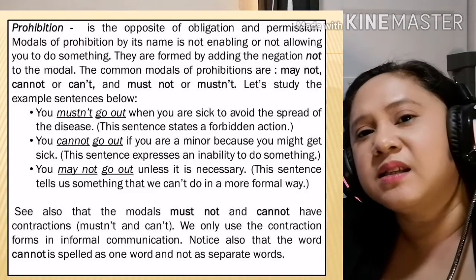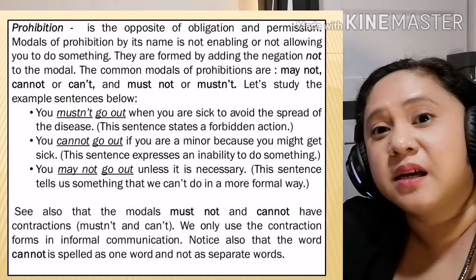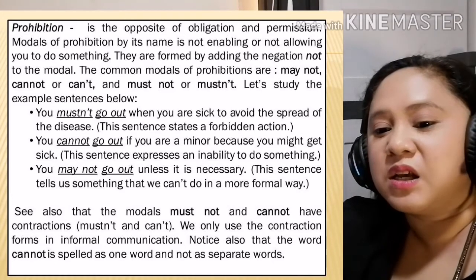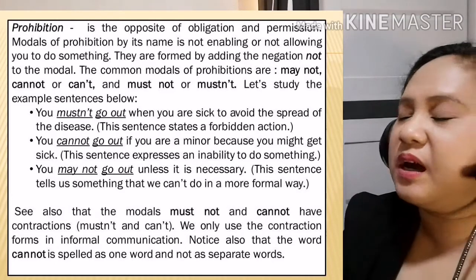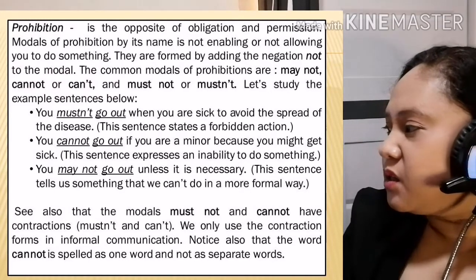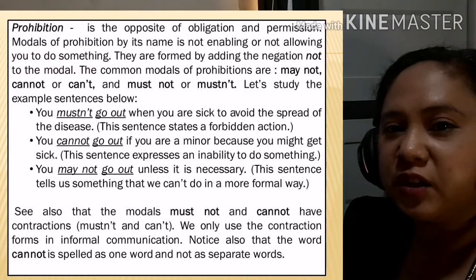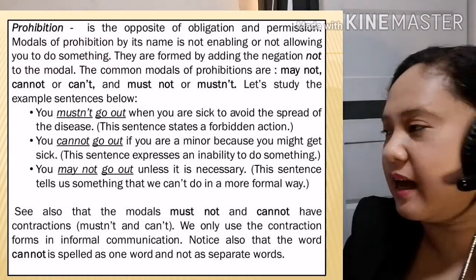You may not go out unless it is necessary. So this sentence, as we earlier studied, uses the word may, which is polite. So in this sentence, it is telling us something that we cannot do in a more formal and more polite way. See also that the modals must not and cannot have contractions, which are mustn't and can't.